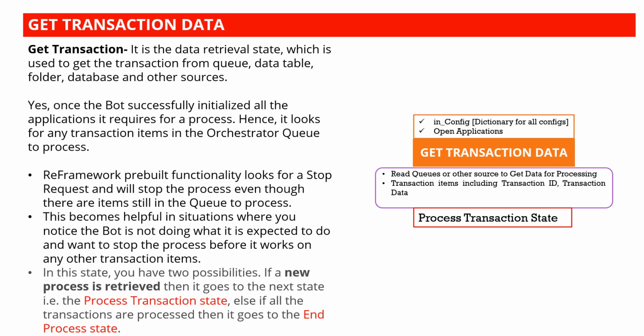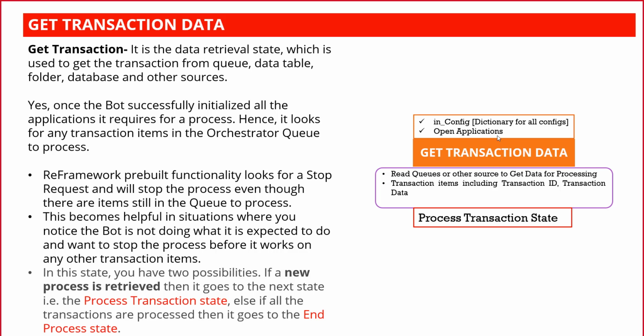All right. So the next state is get transaction data. Once you complete the init state, you will have a dictionary which contains all the data. So you will have the config, and all the applications are open. Now what you need is data that has to be processed.